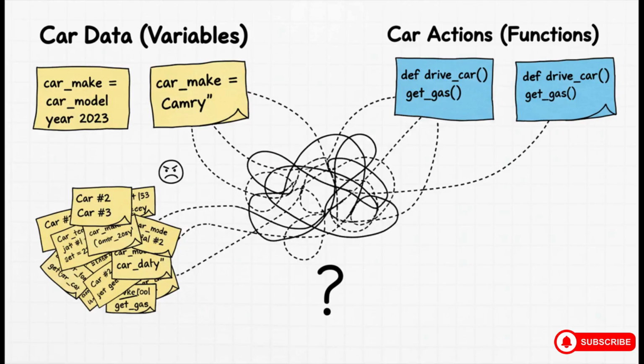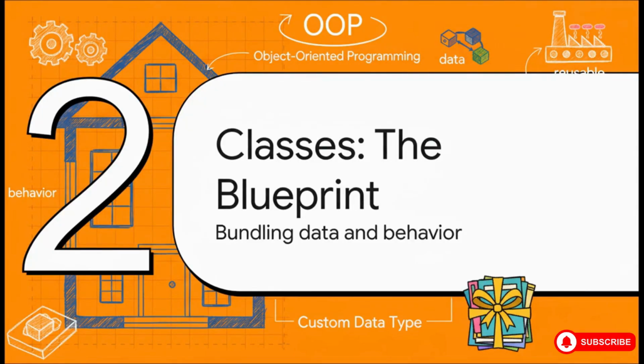And what if we wanted to manage a second car, or third? We'd have to create a whole new set of car 2 make, car 3 make variables. You can see how this gets out of hand fast. There has to be a better way to bundle all this together. Well, there is a better way, and it's called a class.